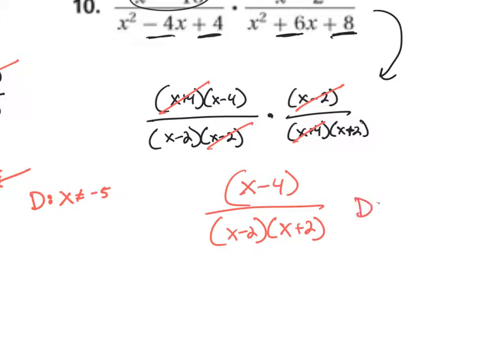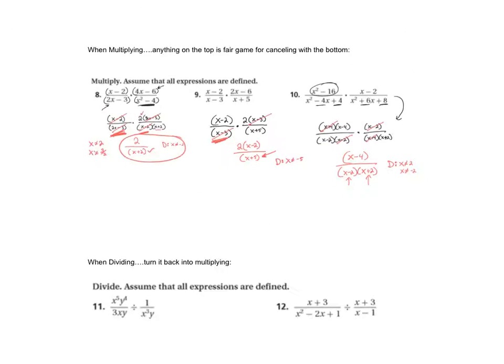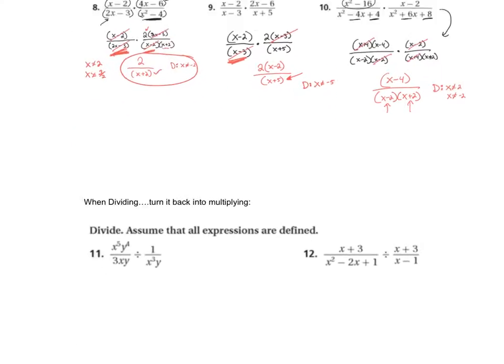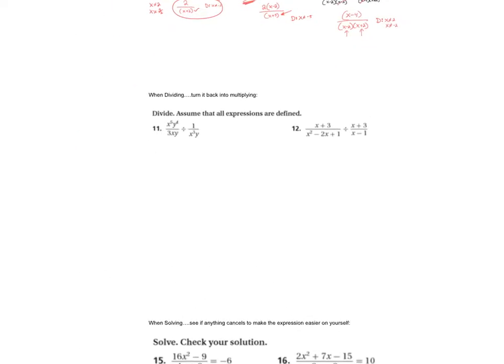What's the domain restrictions? The obvious domain restrictions: x cannot equal 2, and x cannot equal -2. That would cause a problem. We don't want it to equal 0 when we do this. Okay, so there you go. That is multiplying. Anything on the top is good with anything on the bottom.